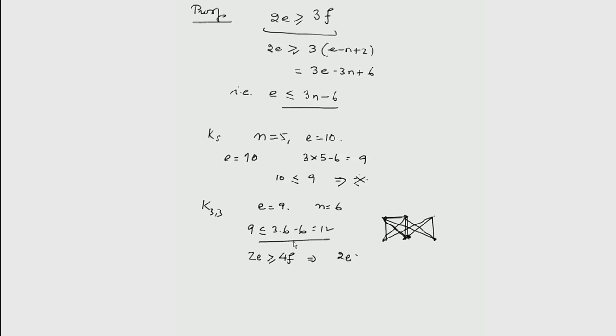Therefore, I will have twice E is greater than or equal to 4 times f, which implies that twice E is greater than or equal to 4 times (E minus n plus 2). Now, if I put E equal to 9 here, I get 18, and if I put E equal to 9 and n equal to 6, plus 2, then I will get here 4 into 5, that is equal to 20. Now, this is a contradiction, and therefore, K33 also cannot be a planar graph.